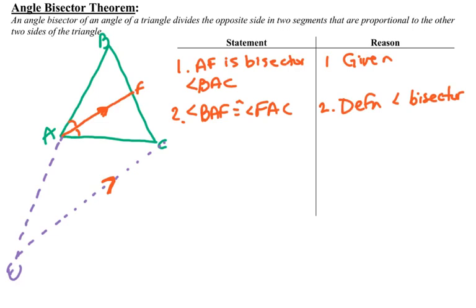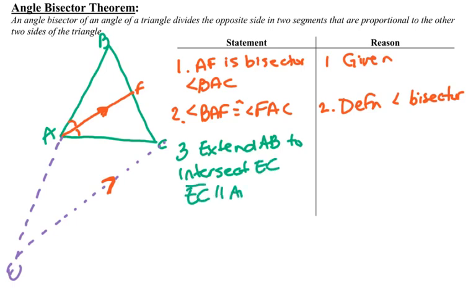Okay, now let's go to our auxiliary line. So I'm going to say number 3, I'm going to extend AB to intersect EC, where EC is parallel to AF. And all of that's because of a construction that I'm doing, an auxiliary line. So I'm just going to say construction because we're constructing it that way. Now, we're not actually constructing it with a compass and everything, but we're creating the situation that that's how we're going to make this happen.